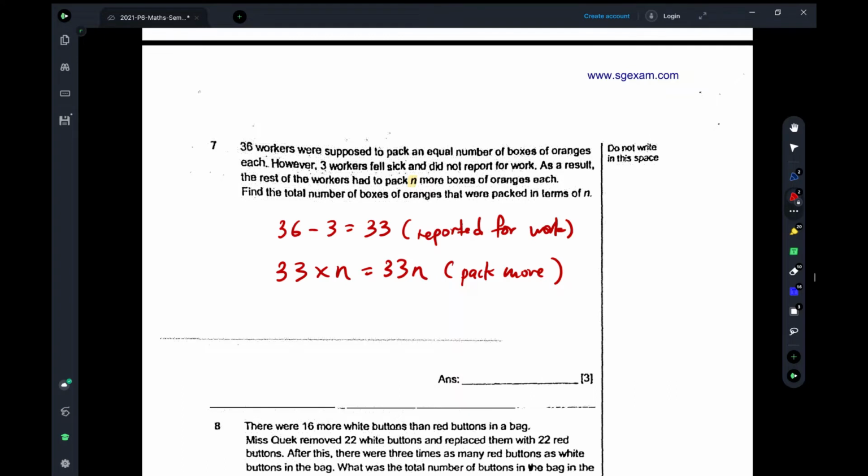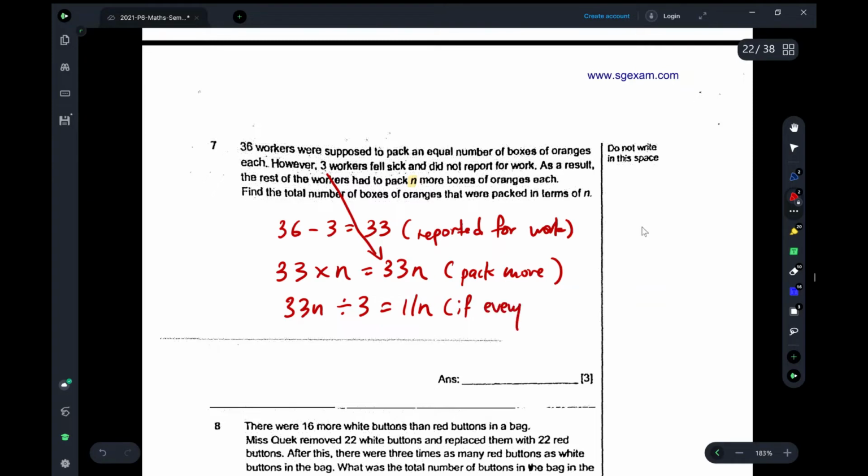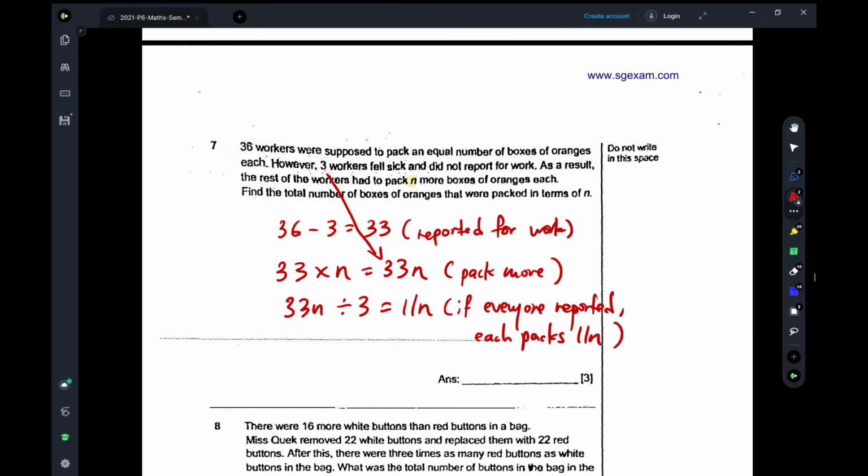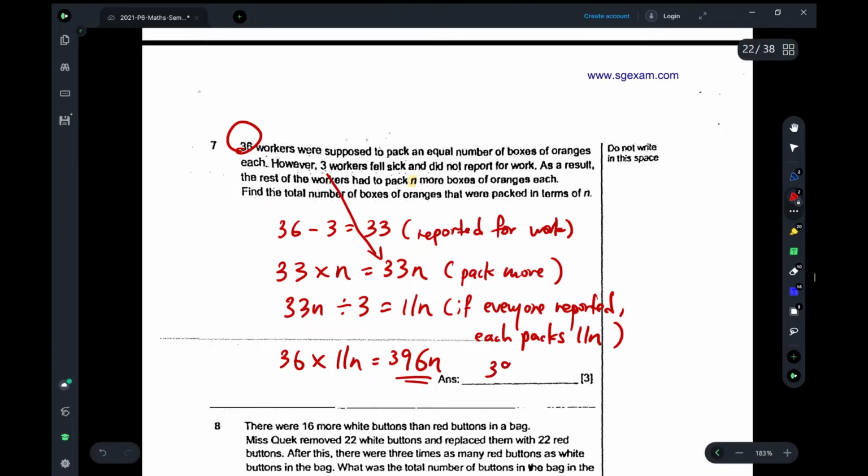So if the 3 workers didn't fall sick, the 3 workers will be packing theirs instead. So each of them would actually have to pack 11N boxes of oranges if they didn't fall sick. So this is if everyone reported, each packs 11N boxes of oranges. So if everybody was healthy, 36 times 11N, that would be 396N. And that is the number of boxes of oranges they have to pack all together. So there's 396N boxes of oranges.